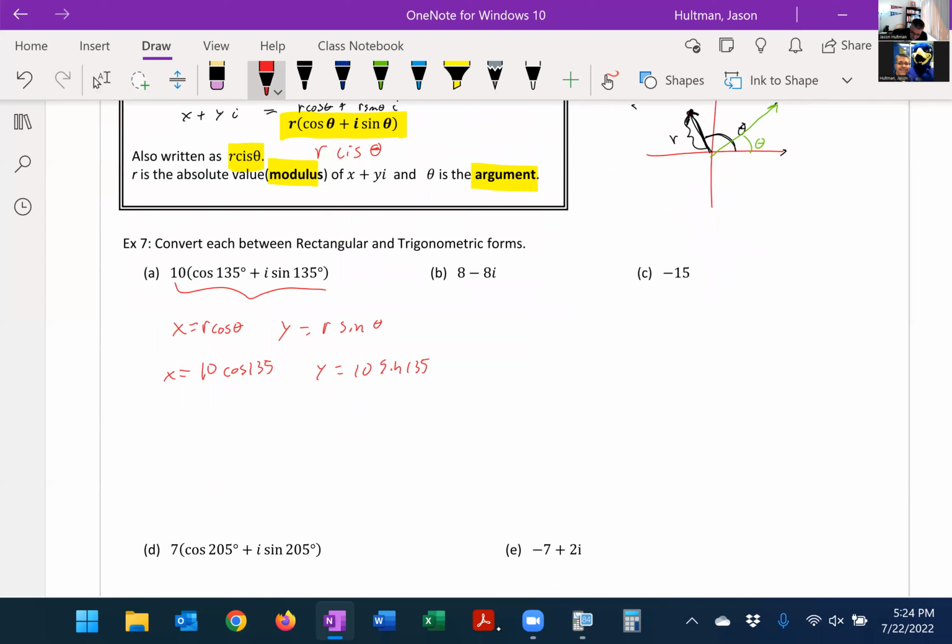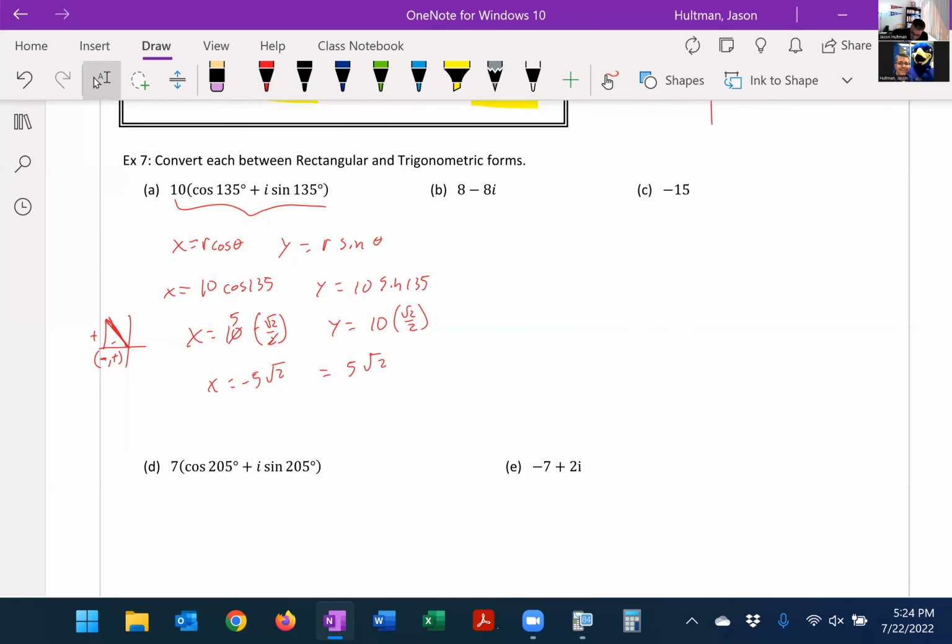Well, cosine 135 is in the second quadrant, and my reference angle is 45 degrees. So x is equal to 10 times the cosine of 135. Cosines are negative in the second quadrant, which is where 135 lives, so this is going to be negative radical 2 over 2. The sine, the y values, are positive in the second quadrant. So y is going to be 10 times radical 2 over 2. So x is negative 5 radical 2, and y is equal to 5 radical 2.